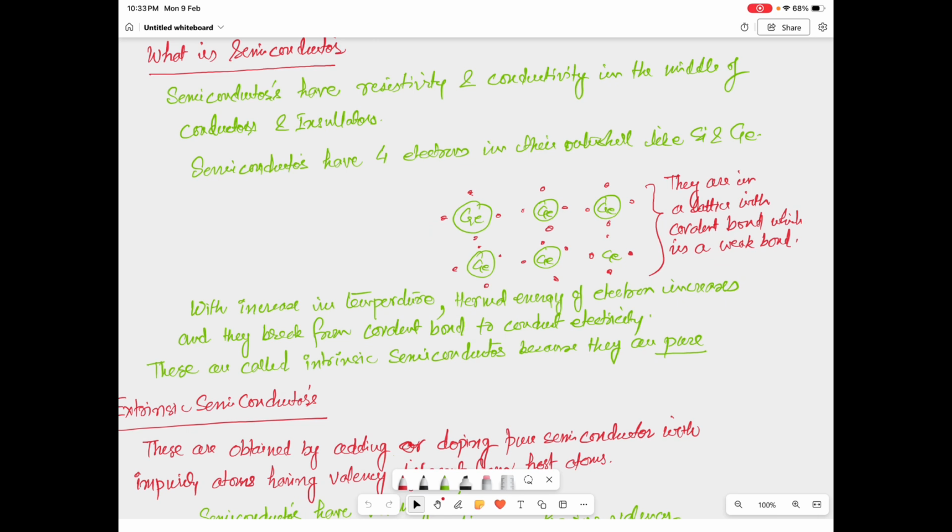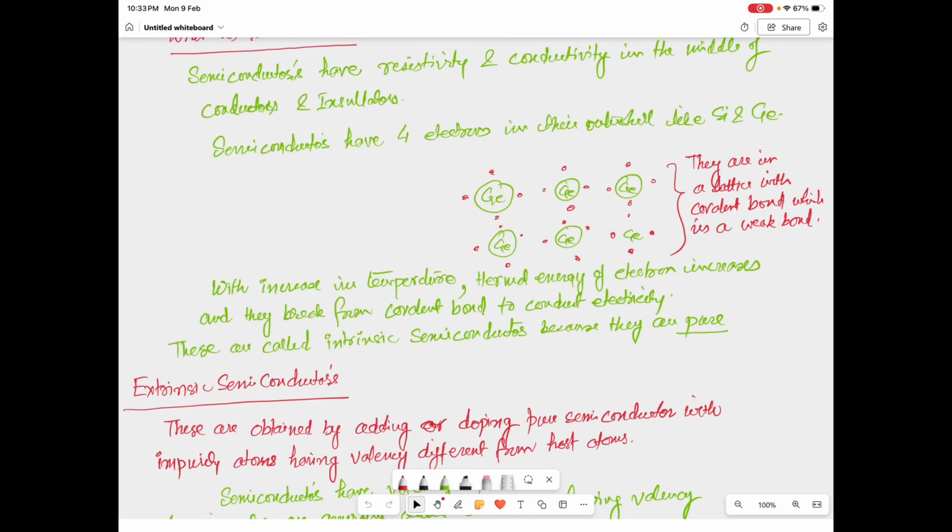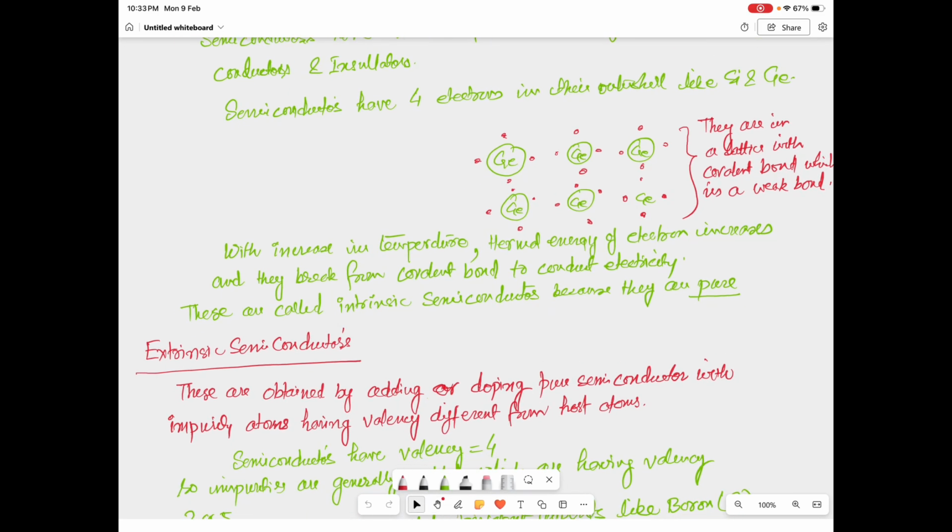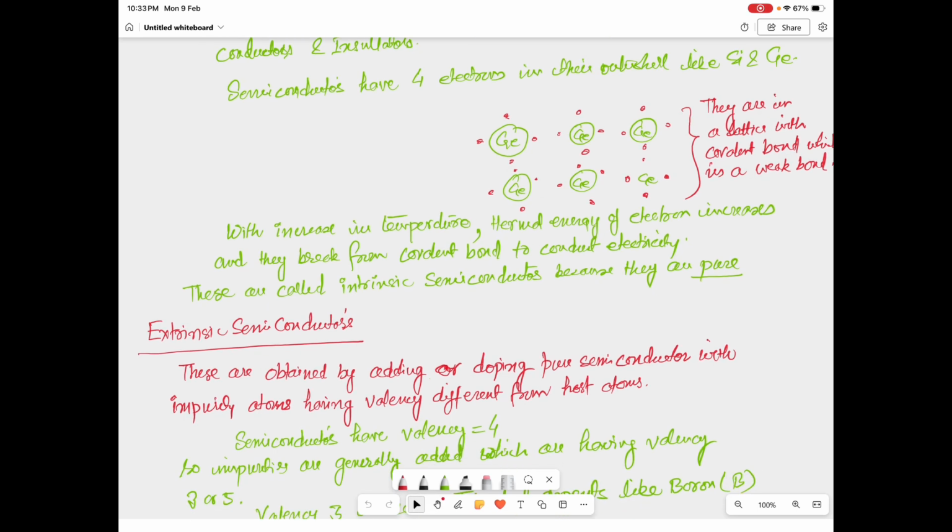What happens when the temperature increases? The atoms are connected with covalent bonds. When the temperature increases, the thermal energy of the electrons increases, and they break the covalent bond to conduct electricity. These are called intrinsic semiconductors. They are pure semiconductors. But to increase their conductivity, we add a small amount of impurity, called a dopant, and it becomes an extrinsic semiconductor.